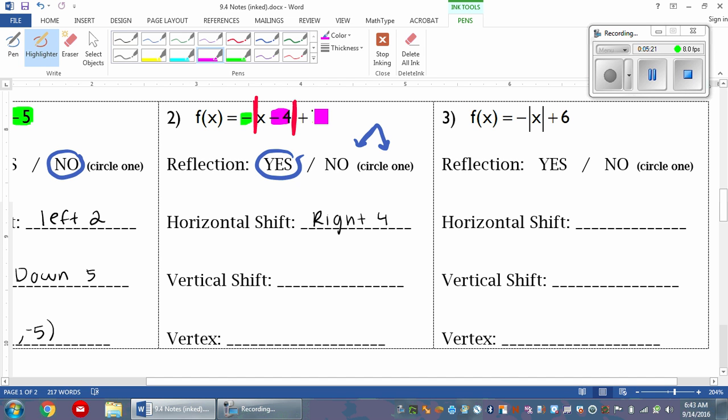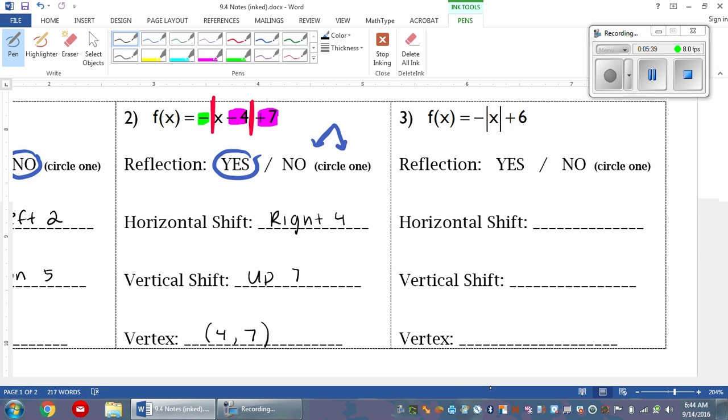And the vertical shift is always outside those absolute value bars, and it's the same sign, so +7 means up 7. Put it all together, if I go right 4, I'm at +4, up 7, I'm at +7. My vertex is 4, comma 7.